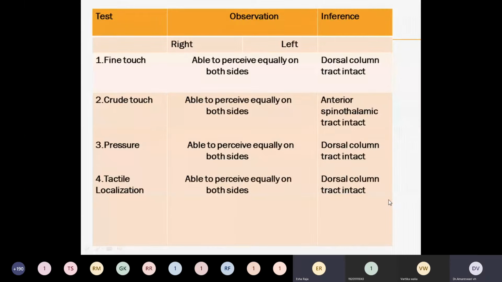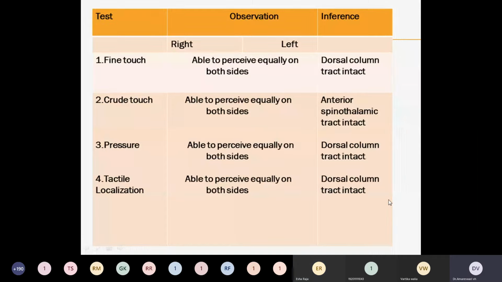I don't know, ma'am. Okay. Anybody else who knows the answer? I can say that it's fine touch, pressure, and tactile localization. Okay.